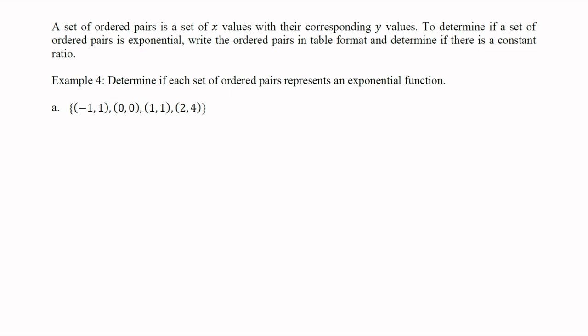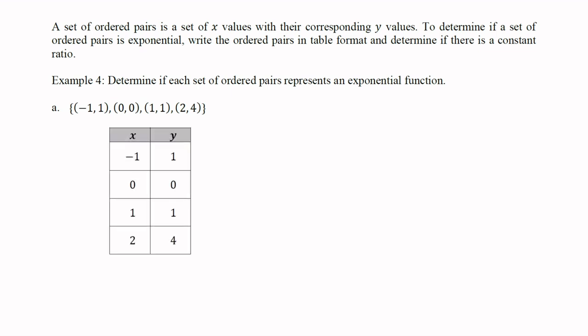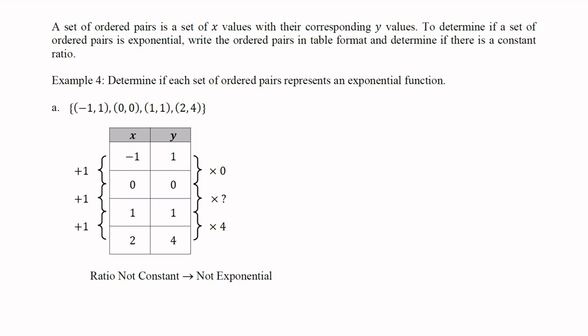Let's rearrange this into a table so we can more easily look at it. You can see that the x values add 1 each time. For our y's, from 1 to 0, you have to multiply by 0. Now, what can you multiply by 0 to get 1? Well, there isn't anything that you can multiply 0 by to get 1, because anything times 0 is just going to give you 0. So right there, that tells us we're not exponential. And furthermore, 1 to 4, you're multiplying by 4. So we certainly don't have a constant ratio, so it's not exponential.